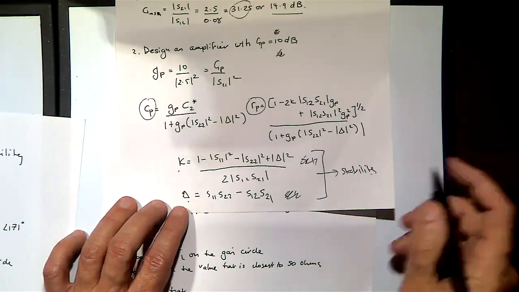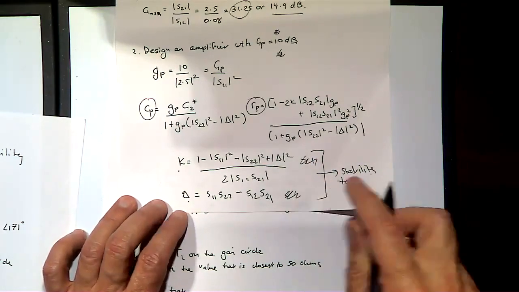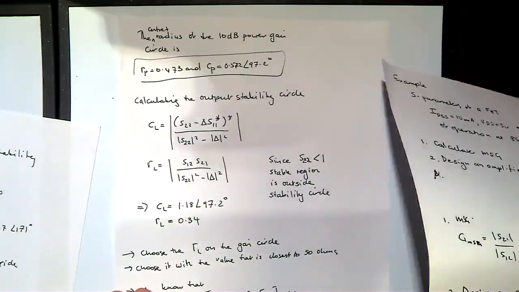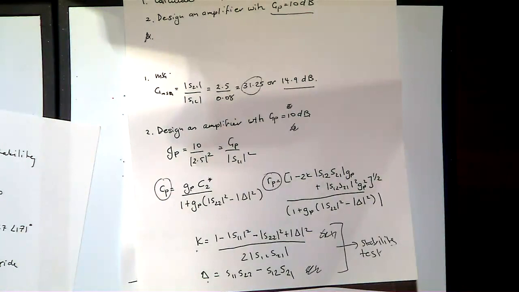If it's unconditionally stable, kappa would be greater than 1 and delta would be less than 1. Now, in this particular case, because I'm telling you to draw the stability circles, let me ask the following: if it was unconditionally stable, where are the regions of instability on the Smith chart?